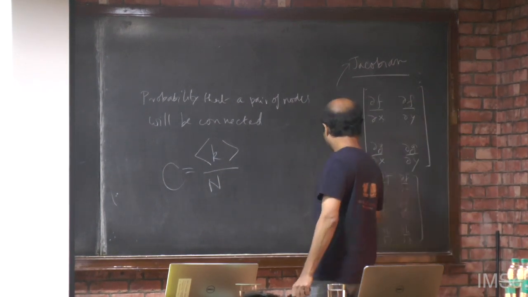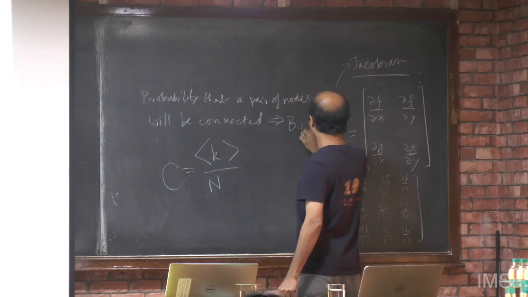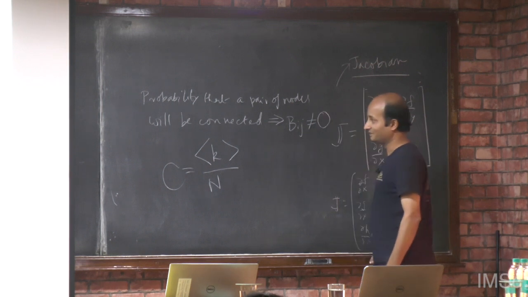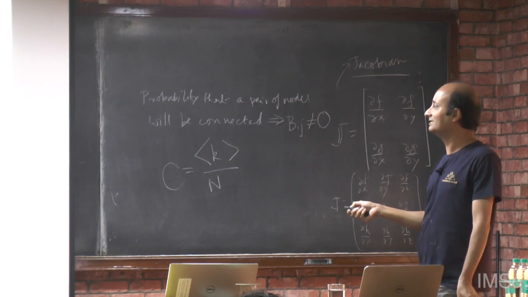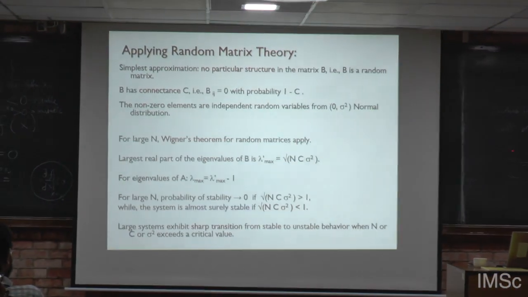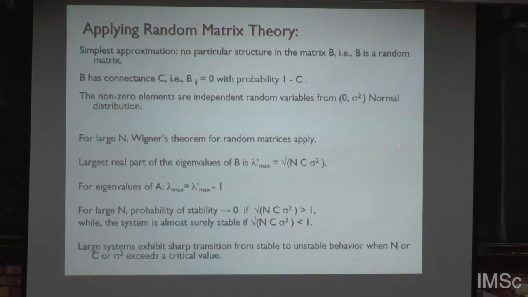So if it is connected, that would mean that the corresponding element of the Bij matrix is non-zero, and so the probability that it's 0 is 1 minus C, 1 minus the connection density, which tells you the probability that you will not have a link between two nodes.